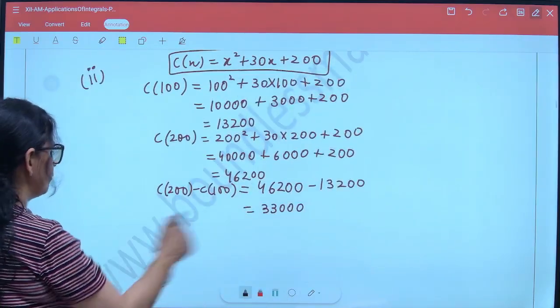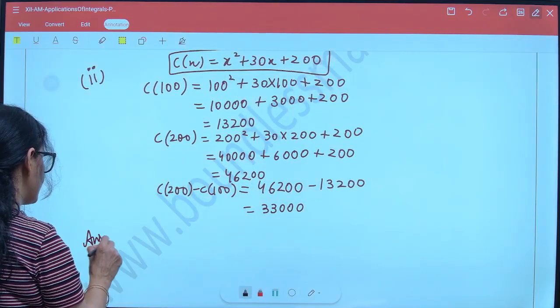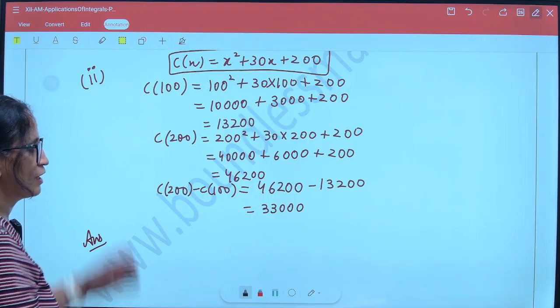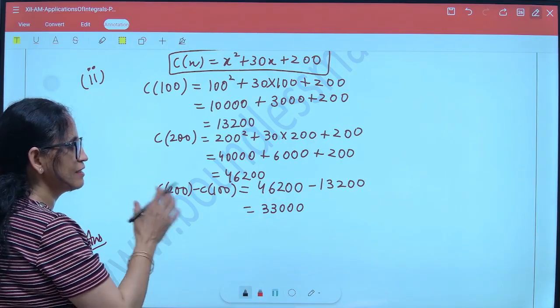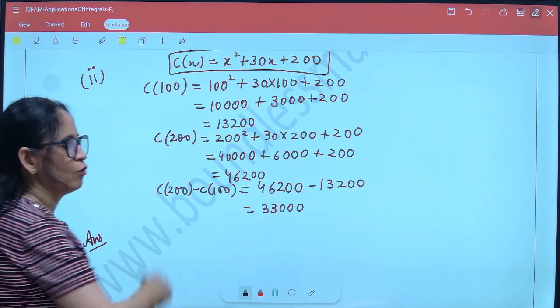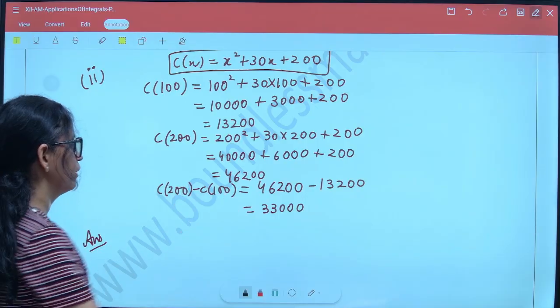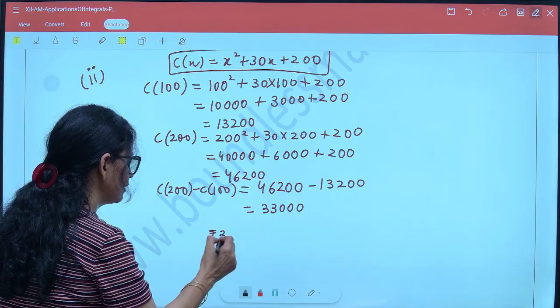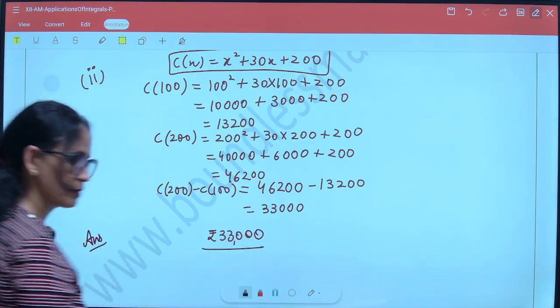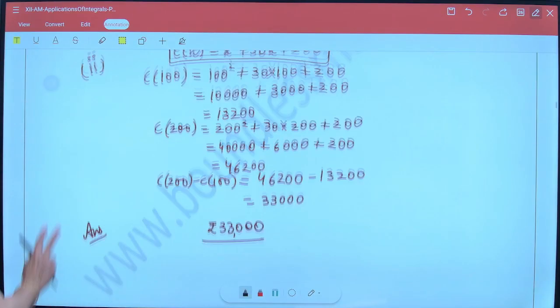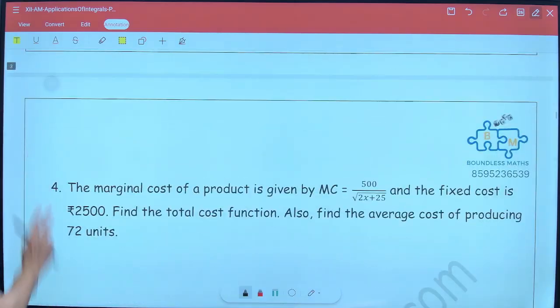After this, don't leave it here. Write the answer statement with proper statement and unit. In this case, it is going to be: the increase in the cost involved when the production is increased from 100 to 200 is rupees 33,000. So please do not forget the unit. Okay? Done? Wonderful. So let's move to the next question.